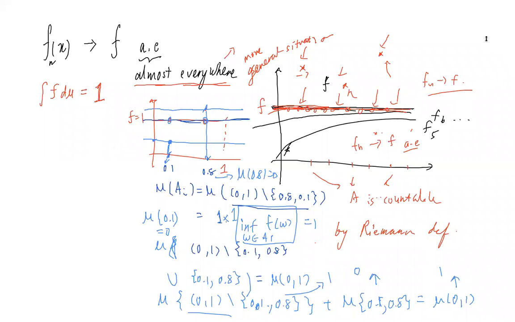So this gives you an idea about almost everywhere. Almost everywhere is always related to having zero measure on countable sets. So let's look at a few more examples.